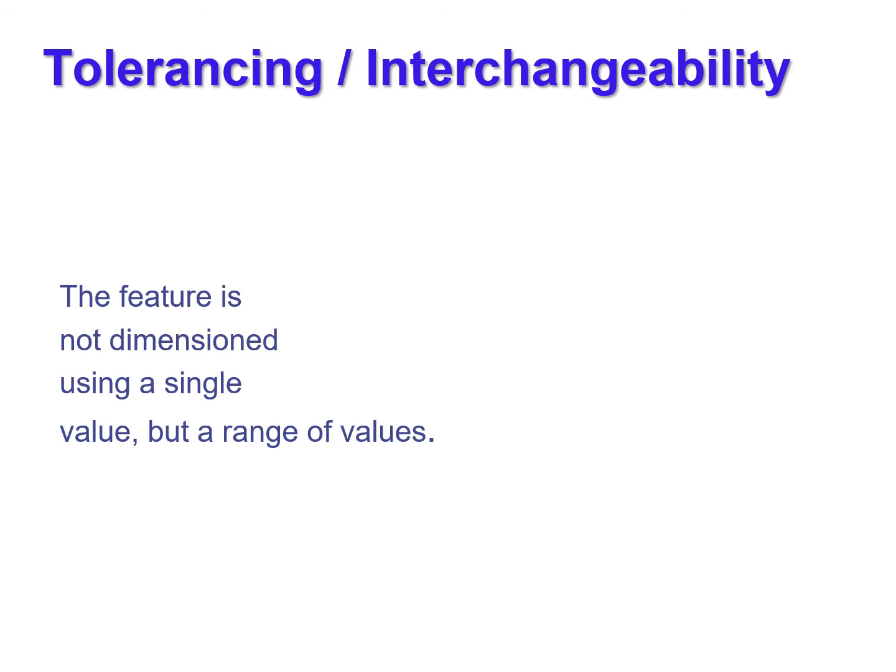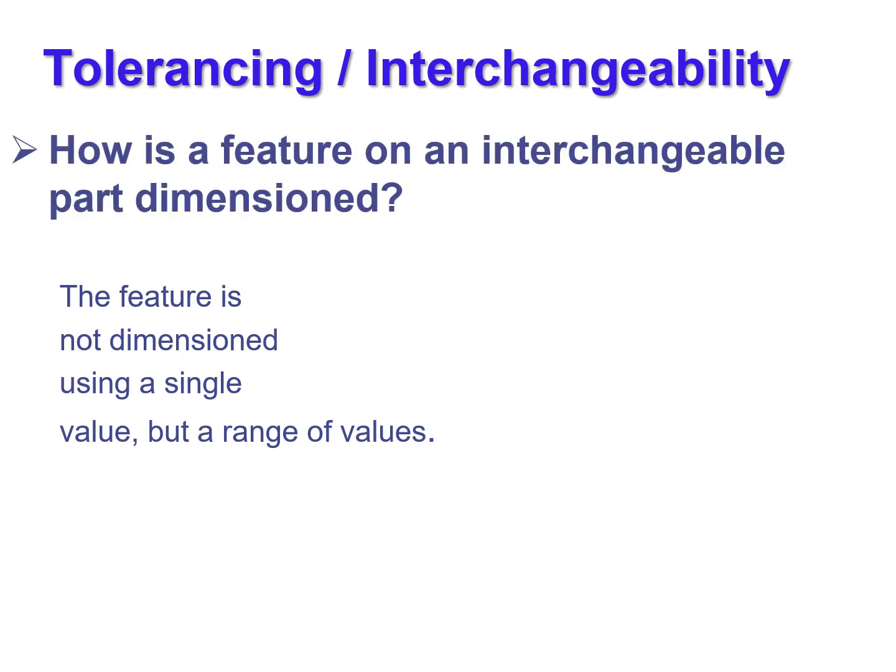So, tolerancing and interchangeability: how is a feature on an interchangeable part dimensioned? How will we dimension those parts that are interchangeable? Because they are interchangeable, they are going to be replaced again and again. So certain types of tolerances are going to be assigned to those parts, because we already said that we cannot manufacture a part according to its exact dimensions. So the feature is not dimensioned using a single value. This is what tolerancing is, but a range of values.